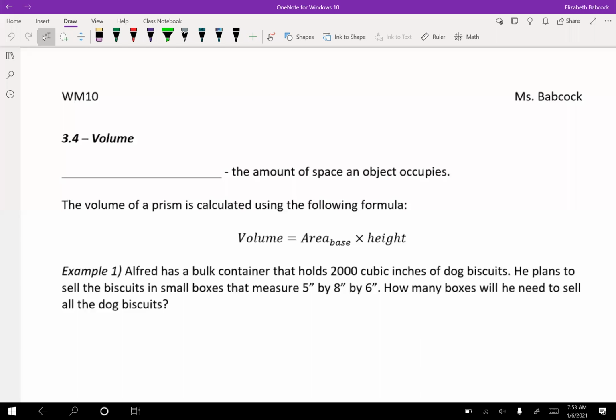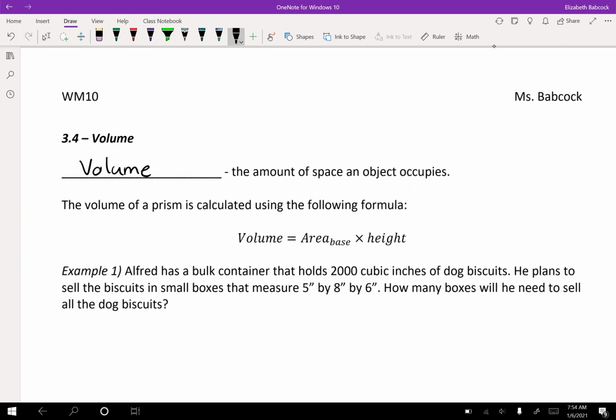Okay, this is 3.4 for Workplace Math 10. This is all about volume. So when we're talking about volume, volume is the amount of space that an object occupies.